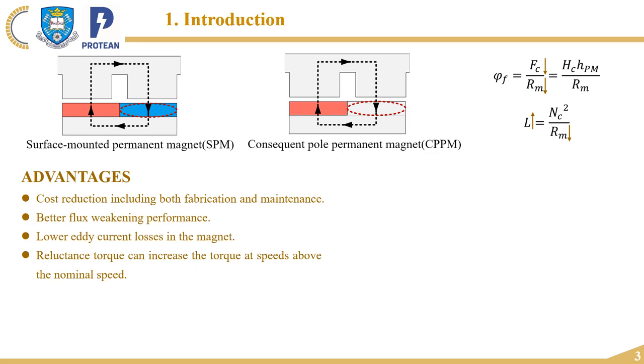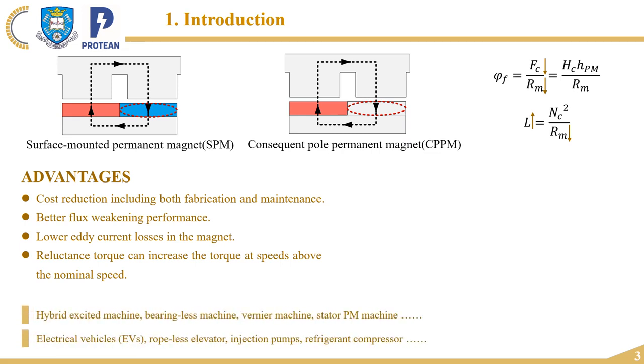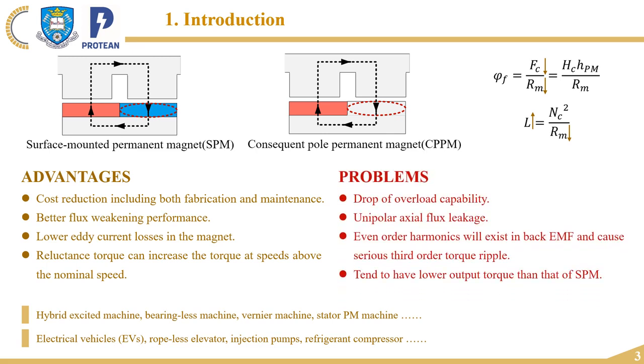What's more, due to the lower flux resistance, it can achieve higher inductance, so it can also realize better flux weakening performance. It can also achieve lower eddy current loss and reluctance torque, so it has been widely used in many types of machines and has many applications. However, it also has many problems.